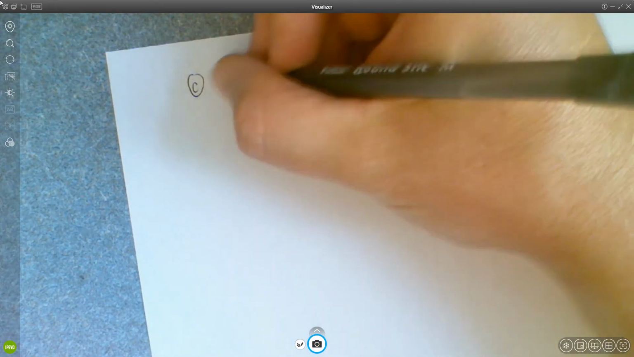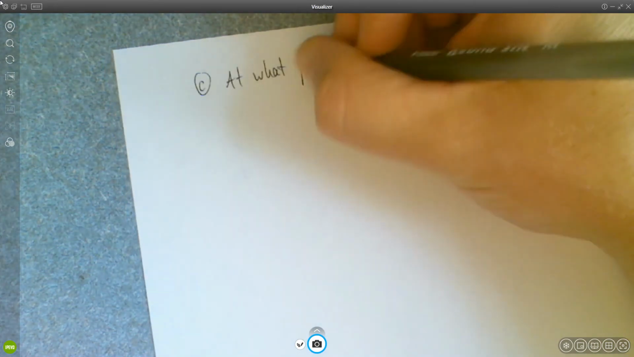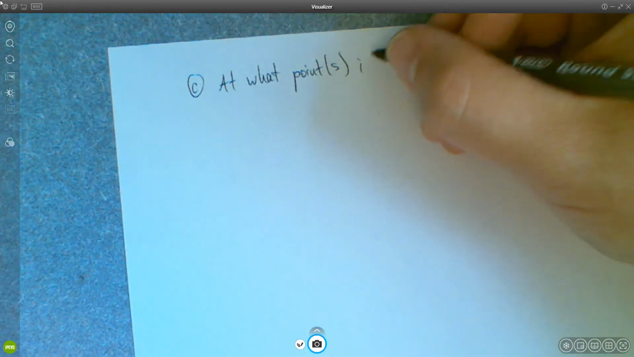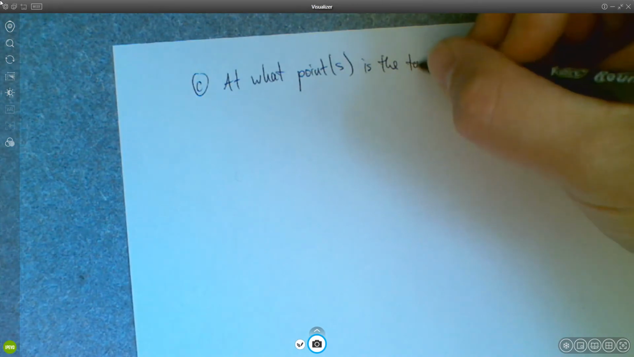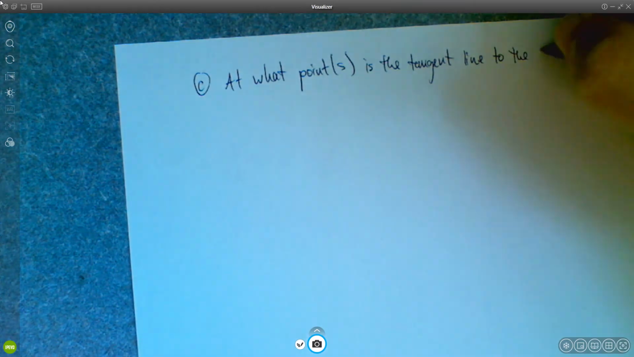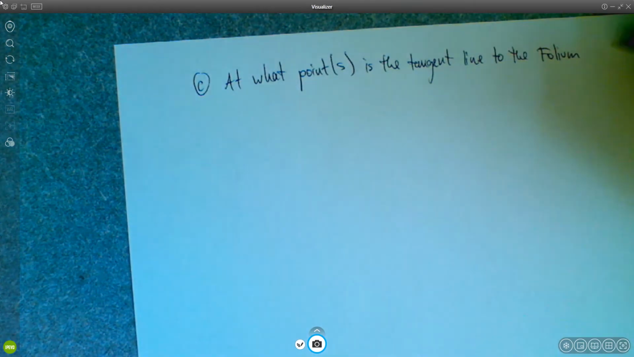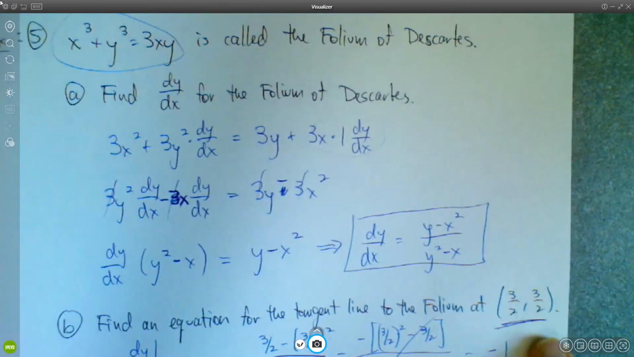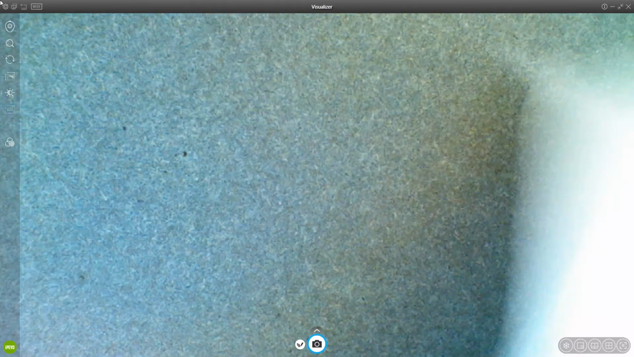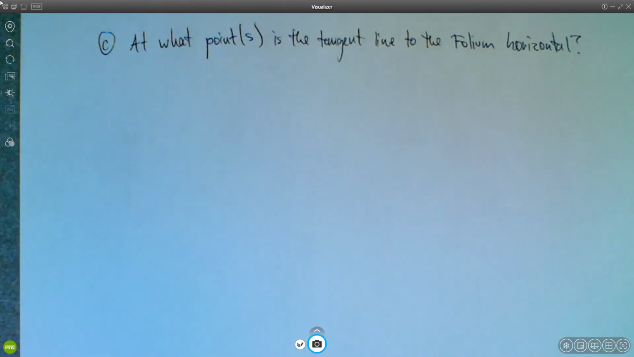And we can answer one more question. We can say part C. At what points, or just point, right, if any, is the tangent line to the folium horizontal? Well, certainly not at 3 halves, 3 halves, right? That wasn't a horizontal line at all. So we know that it's not horizontal at 3 halves, 3 halves.